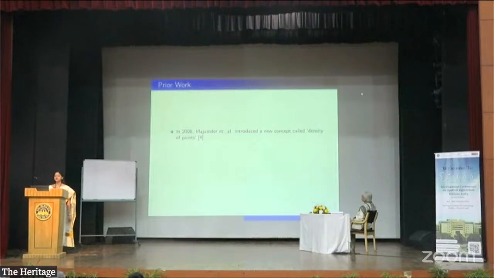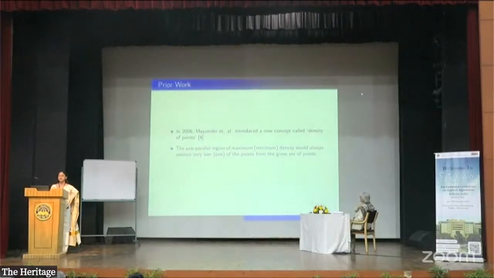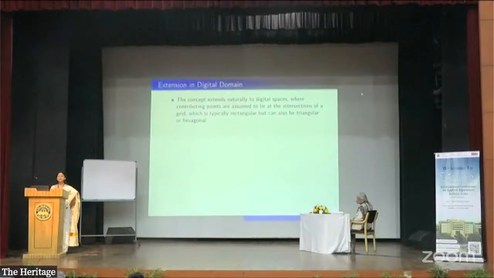Our initial motivation comes from the IPL paper of Majumdar et al., where they introduced a new concept called density. They mainly worked on axis parallel regions and proved some novel results. They proved that the maximum density axis parallel region will contain any 2 of the given points, and the minimum density axis parallel region will contain any 1 of the given points. This concept extends naturally to digital spaces where contributing points again are assumed to lie at intersections of grid lines, which is typically rectangular, but the grid can be hexagonal as well as triangular.